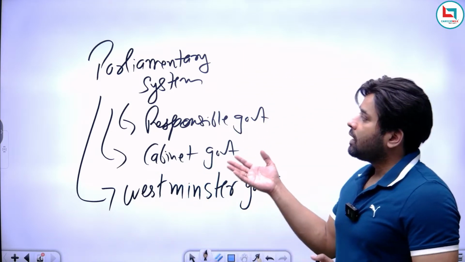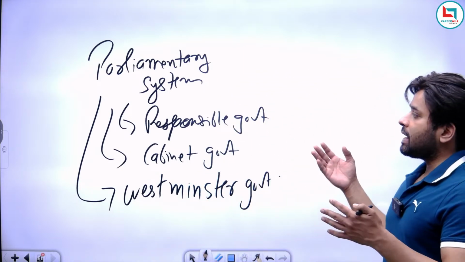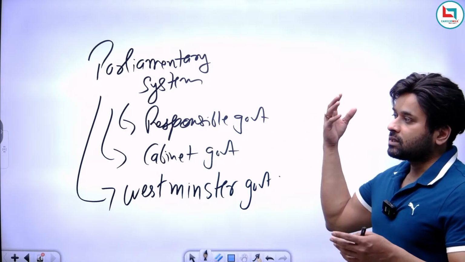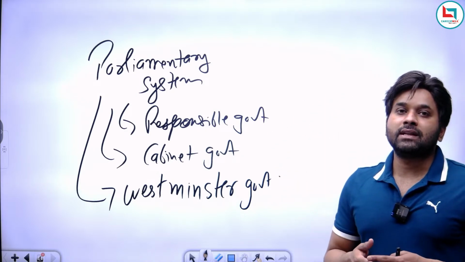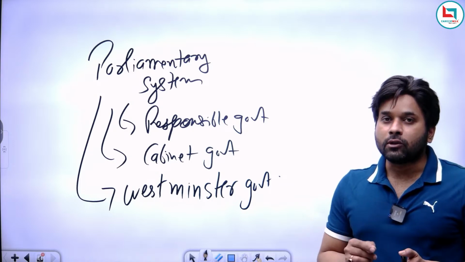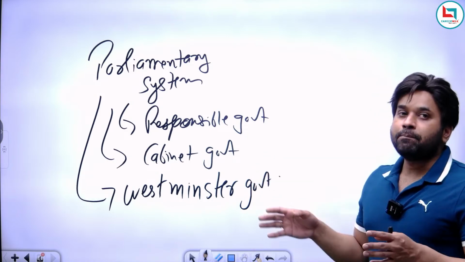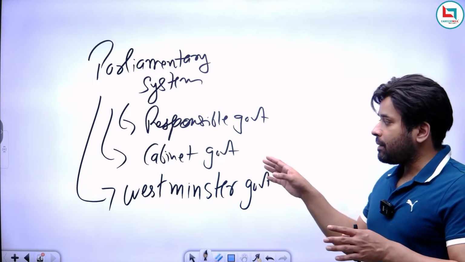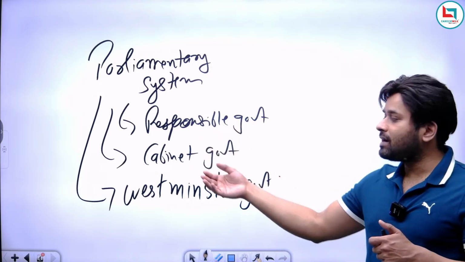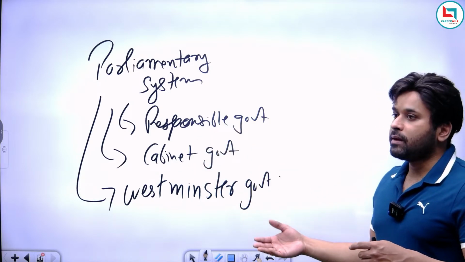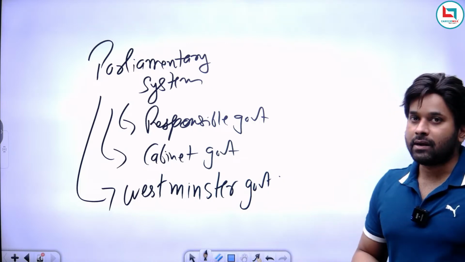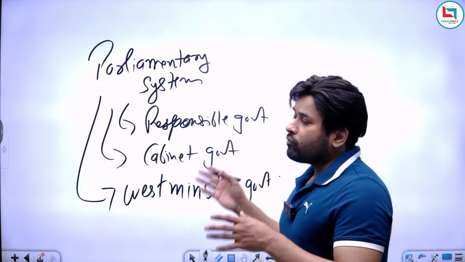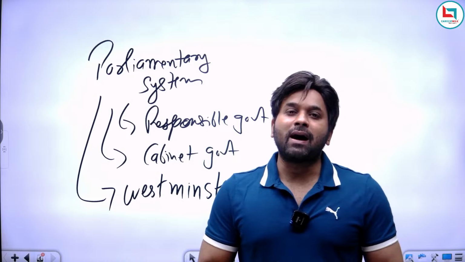As you can see, the parliamentary system is known as responsible government because the main difference between the parliamentary and presidential system is the element of responsibility. Second, all the powers are with the cabinet, and that is why we call this cabinet government. And third, this model is also known as the Westminster model because of the location of Britain's parliament. Okay, so now we will discuss the features of parliamentary government.